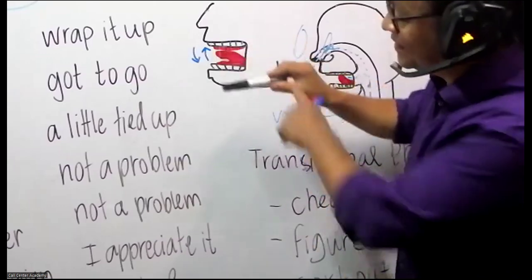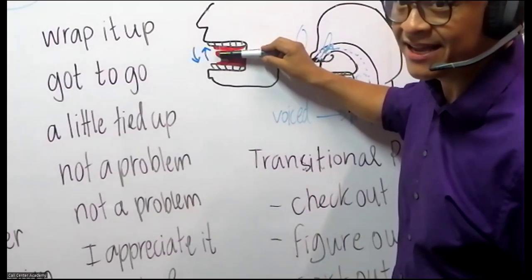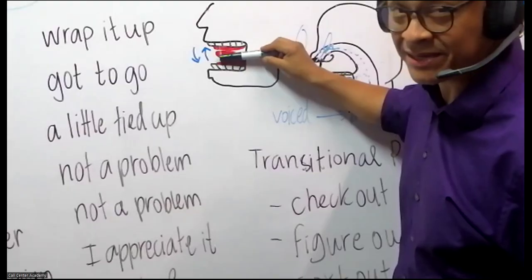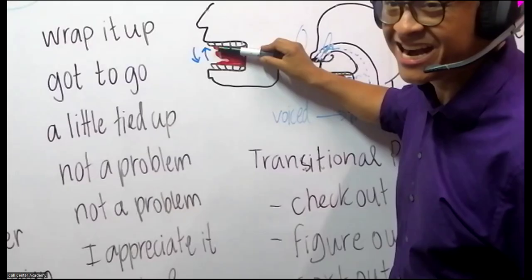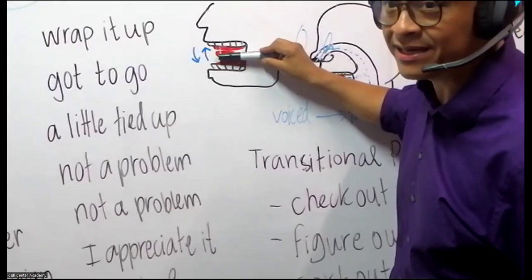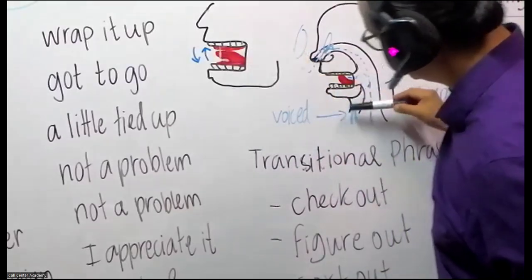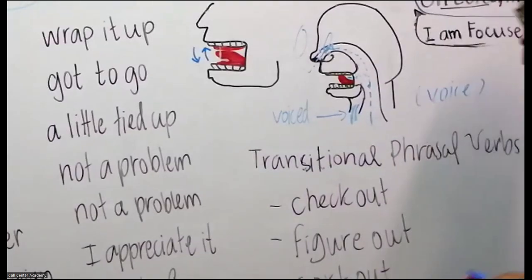So imagine that this marker is your tongue. D, d, d, d. Your tongue quickly taps and releases, but it's a very fast movement. I don't leave my tongue there. No, I tap and quickly release. D, d, d. And you can see that that sound is voiced. It's a voiced sound.